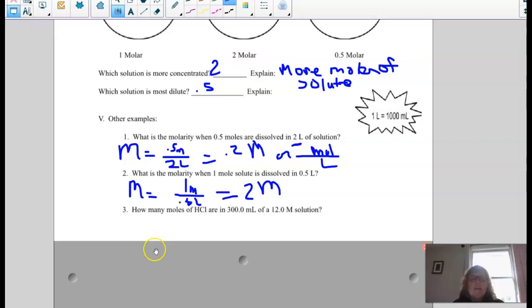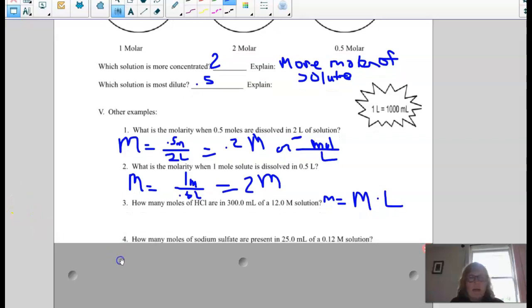And then this problem here, how many moles of HCl are in a 300 milliliter 12 molar solution? So now this is a little different because now we're finding moles. And if we go back and use the triangle, go back and refer to that. So if I'm trying to find moles, I'm going to cover up little m. So moles is equal to molarity times liters. And I'll show you the actual units being canceled out here in a minute.